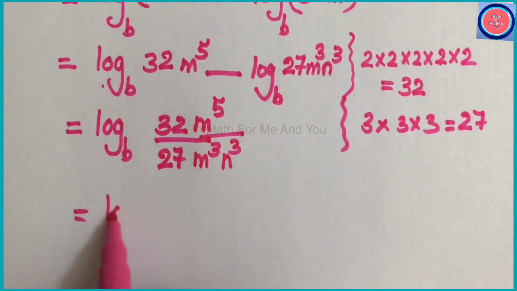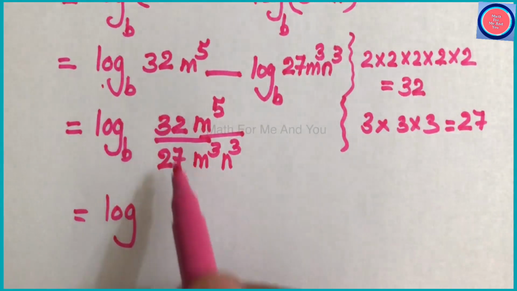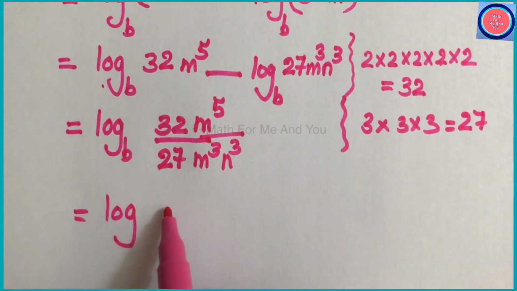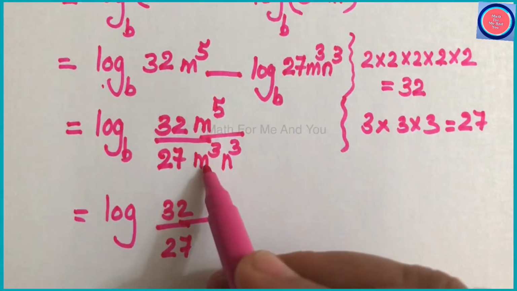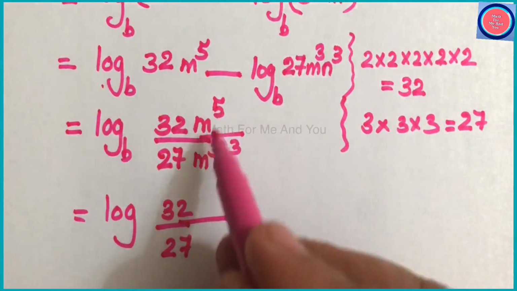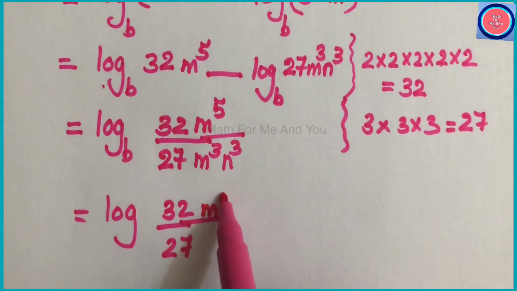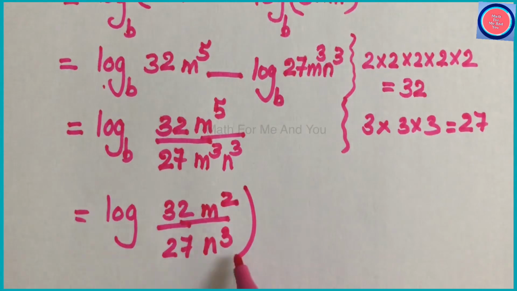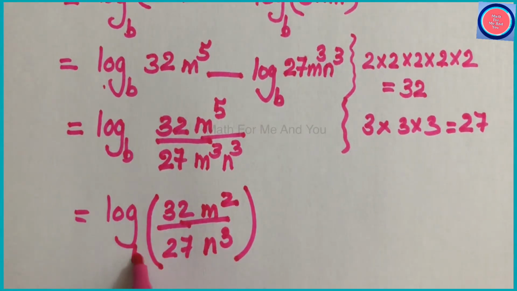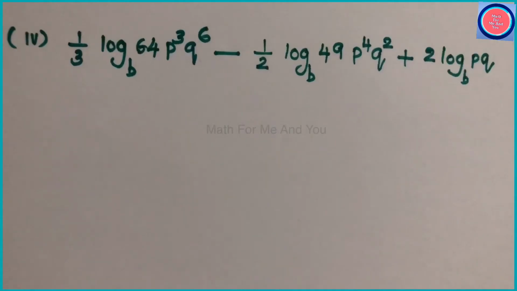32 and 27 have no common number, so we write 32 over 27. Next, similar terms: m power 5 over m power 3 equals m power 5 minus 3, m square, and n power 3 in the denominator. So we get log 32 m square over 27 n power 3 to the base b.